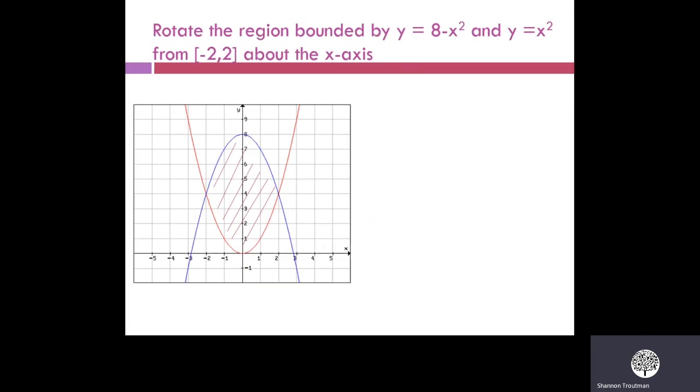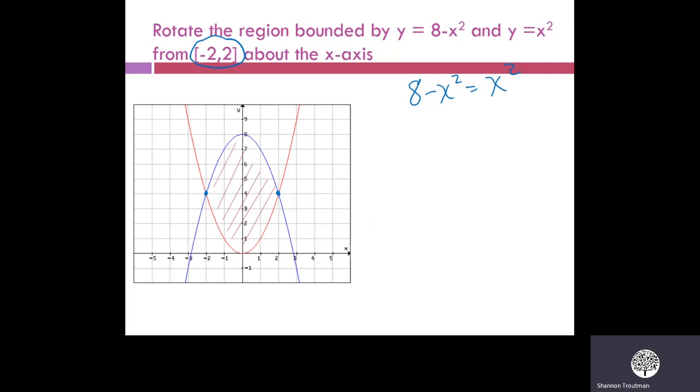So let's get to it. This was the function that we were just looking at. We want to rotate the region bounded by y equals 8 minus x squared and y equals x squared from -2 to +2 about the x-axis. In this problem, they did not have to give you this. You could always find the intersection points by setting the two equations equal to each other or using your intersection key on your calculator. Those are your left and right edges.